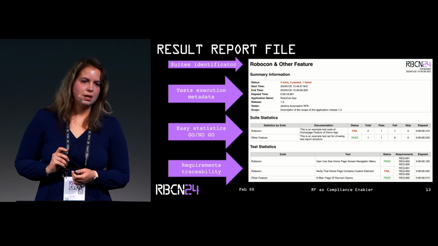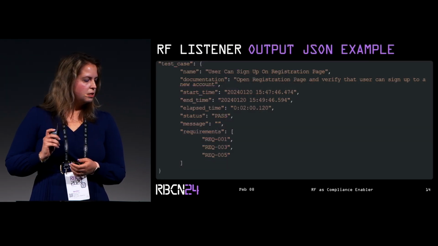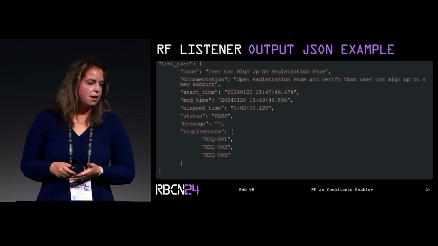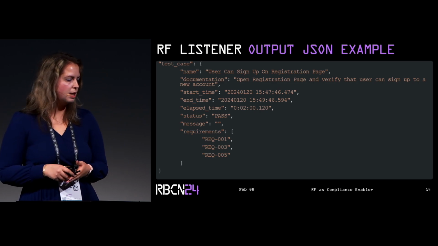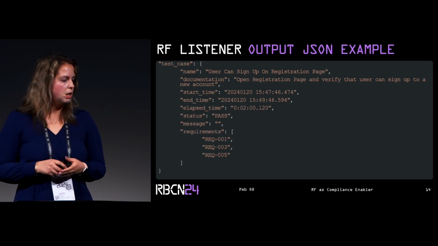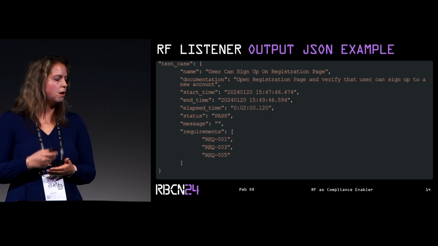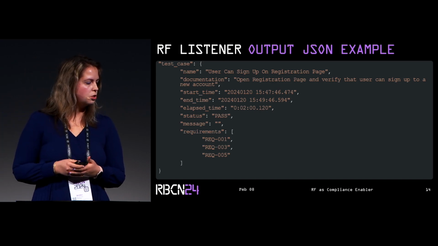So how do we actually create that? How to get there? So first, we would need to have a Robot Framework listener to get the data that we actually then take and transform. So you can see an example there on the slide. It's an output JSON that I used.